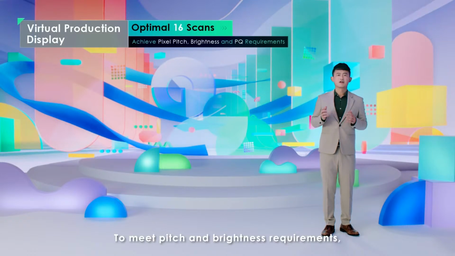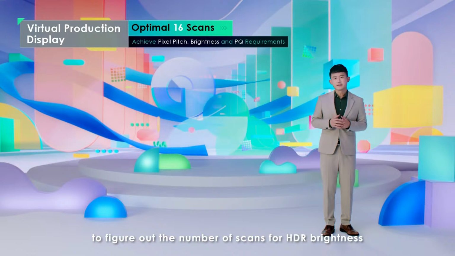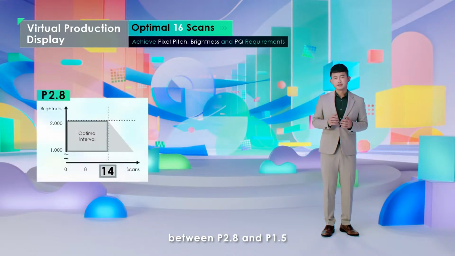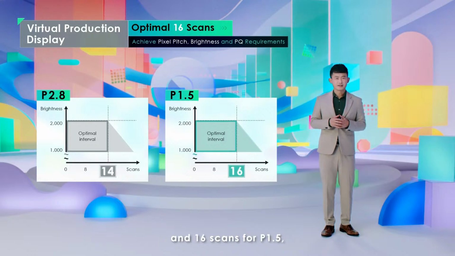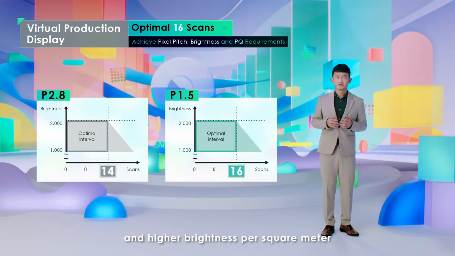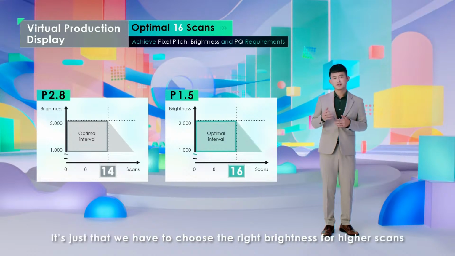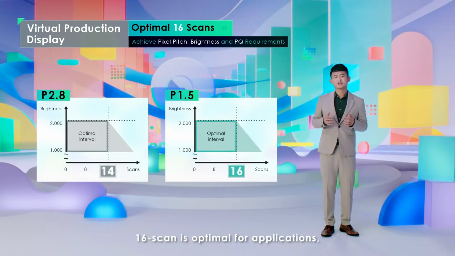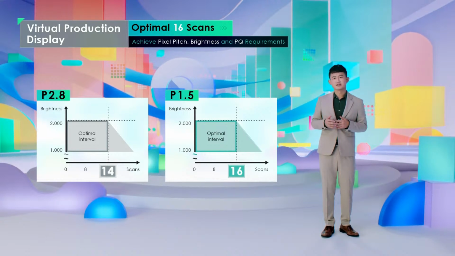To meet pitch and brightness requirements, Macroblock calculated LED properties for movie production. To figure out the number of scans for HDR brightness between P2.8 and P1.5, we found it's around 14 scans for P2.8 and 16 scans for P1.5 due to the latter's higher pixel density and higher brightness per square meter. It's not that we cannot use higher scans. It's just that we have to choose the right brightness for higher scans. Therefore, 16 scan is optimal for applications with the right pitch and brightness for virtual production displays.